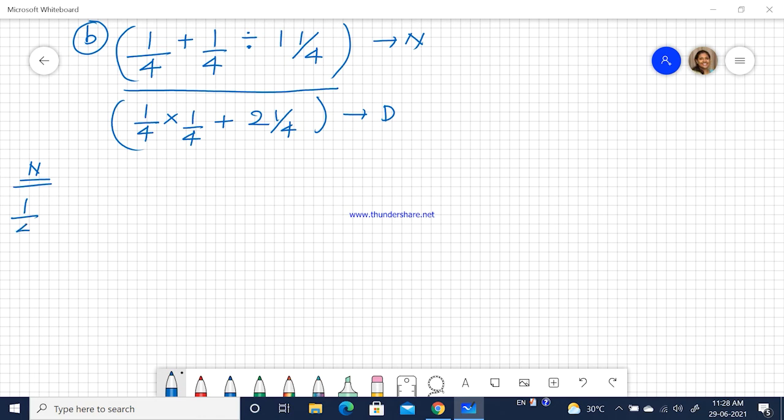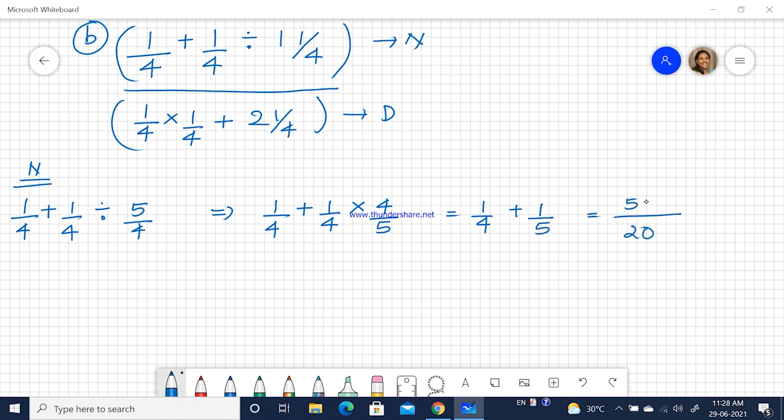Okay, then convert this mixed fraction to a proper fraction. So consider we are taking the numerator part right now. So it is 1 by 4 plus 1 by 4 divided by 5 by 4. Okay, so this expression can be reduced as 1 by 4 plus 1 by 4 into 4 by 5, the reciprocal. So it is 1 by 4 plus 1 by 5. So it is 5 plus 4 over 20, that is 9 by 20. So the numerator part is 9 by 20. In this way you can cut short the expression. Now we are considering the denominator part.